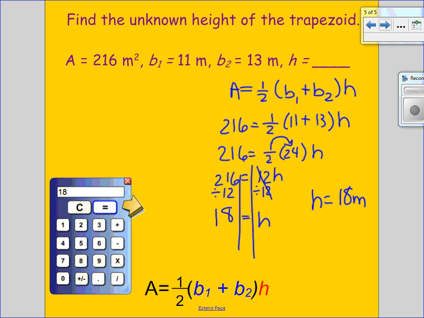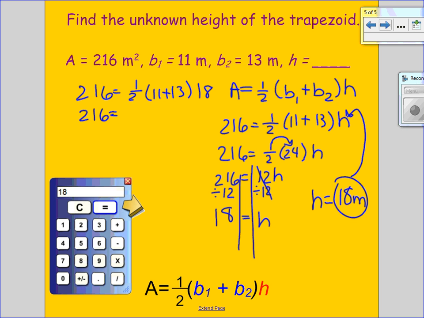Now we can plug it back into our formula right up here and make sure it works. So 216 should equal 1/2 times 11 plus 13 times 18. Again, consolidate. 216 equals 1/2 times 24 times 18. 216 equals, distribute the half to what's in parentheses, so that's 12 times 18, and 12 times 18 is 216. They equal the same. We figured out the correct answer.